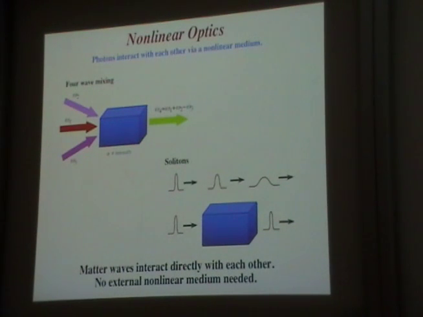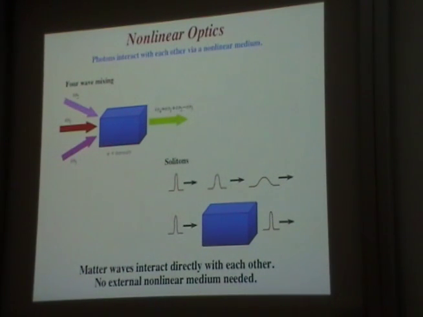One of the interesting things that we embarked on in atom optics was the development of nonlinear atom optics. So as I mentioned, matter waves interact with each other. If you remember the description of the Bose-Einstein condensate, it was by this nonlinear Schrodinger equation that had a term due to the interaction of the atoms. As a result, you'd expect the matter waves to exhibit effects analogous to nonlinear optics, where the photons interact via some sort of nonlinear medium like a crystal.